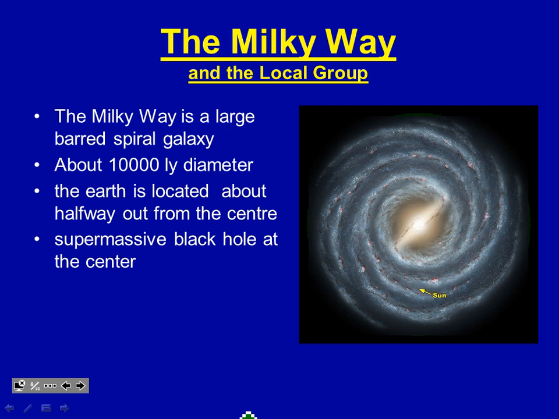Again, I'm going to draw a little representation of this based on that picture that we've got there. So there's our barred center. And then we've got, again, spirals coming off. I'm going to go counterclockwise in this case. So we've got spirals coming off, all kinds of different spirals heading out like that. All right? It's not a big deal. And our sun is about halfway out from the center.